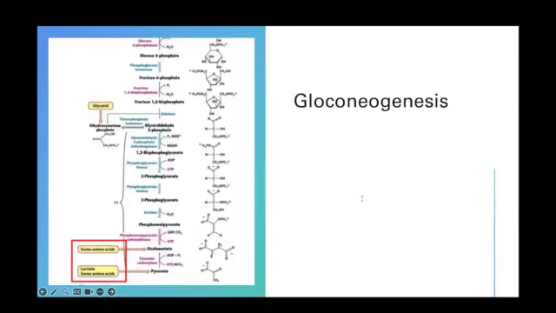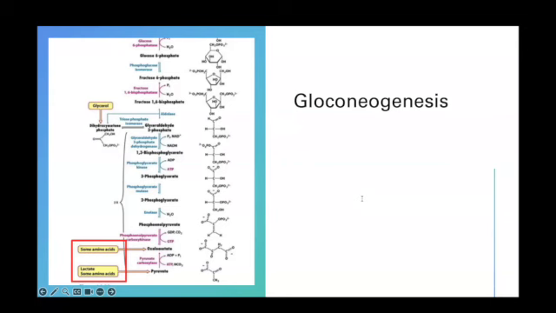All right, the reverse of glycolysis is gluconeogenesis. So we essentially make glucose out of different precursor molecules. And this typically occurs when our glycogen storage is low, so we don't have a lot of glycogen, and we can't really utilize glucose, so then we need to make glucose from different precursor molecules.